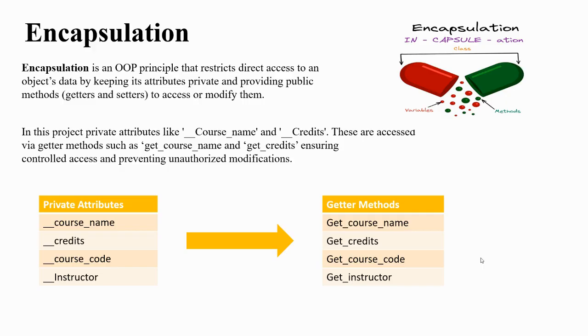Here, in this project, we use private attributes to restrict direct access to variables like the course name, instructor, and credits. Instead, we create getter methods to retrieve this information safely.